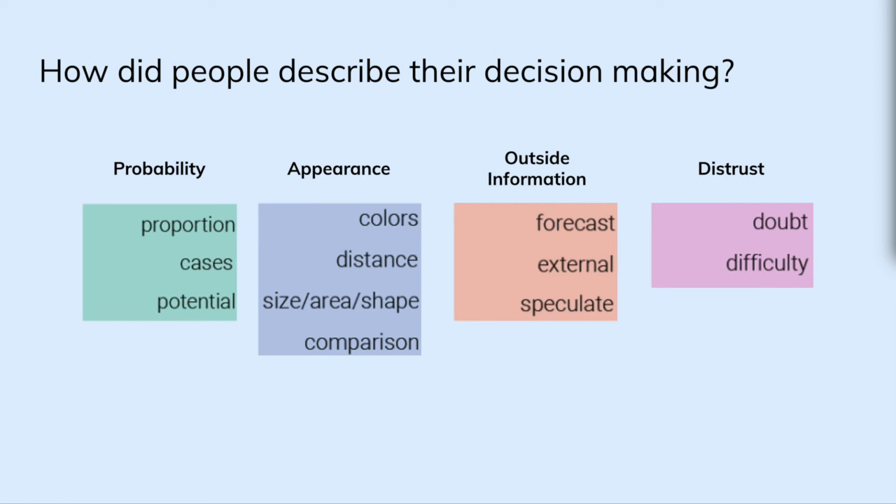Appearance involves making judgments based on distances, sizes, and shapes, and other visual aspects of each map. Outside information means that they talk about information that's not encoded on the map, like other things they know, what might happen in the future, or how important it might be to them to exercise that day for whatever reason. And then finally, distrust includes any time people expressed doubt about the information that was shown on the maps, or when they had difficulty interpreting the map.